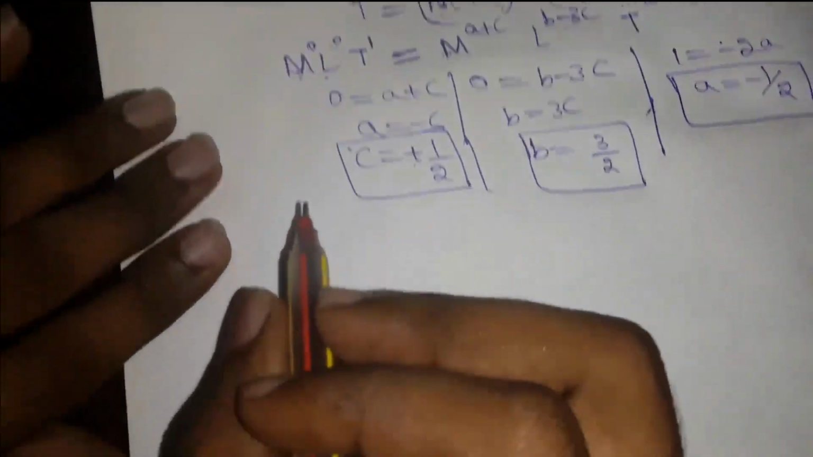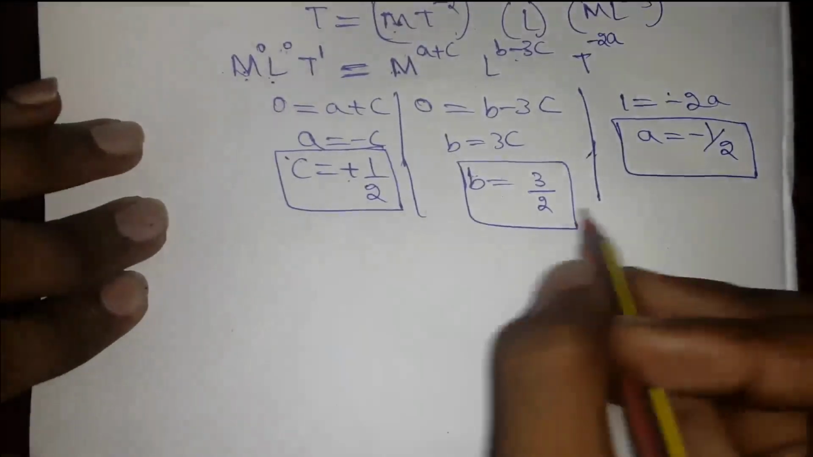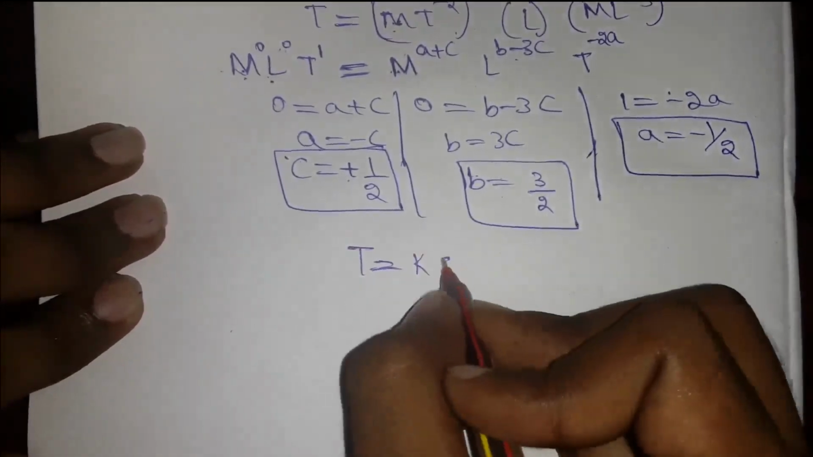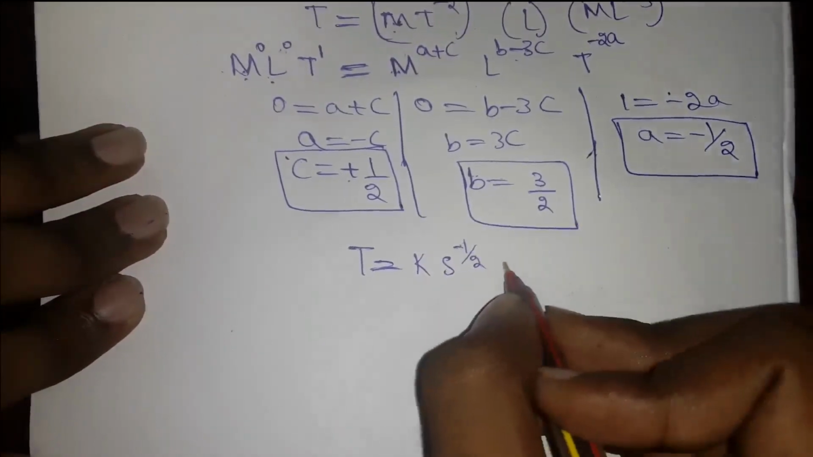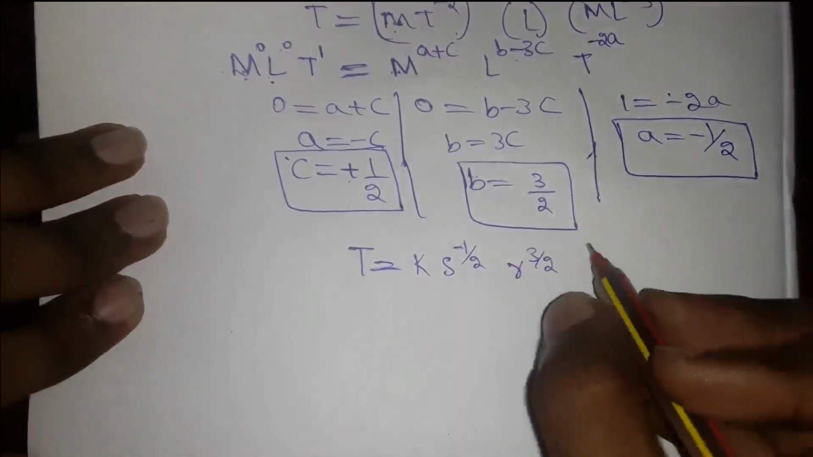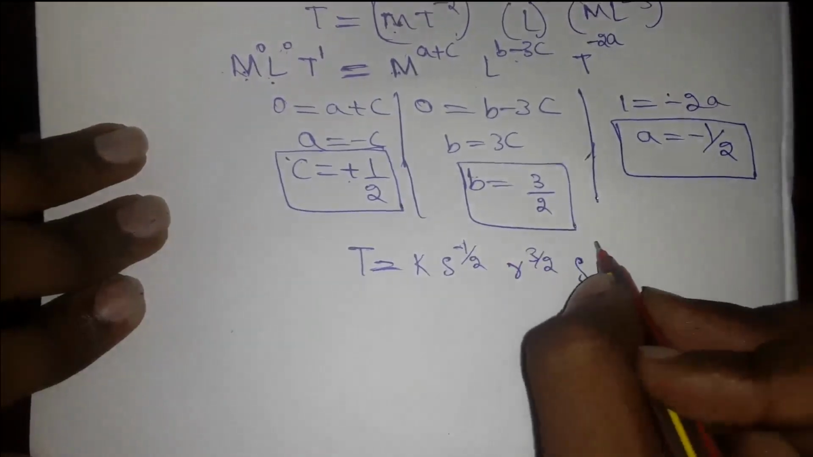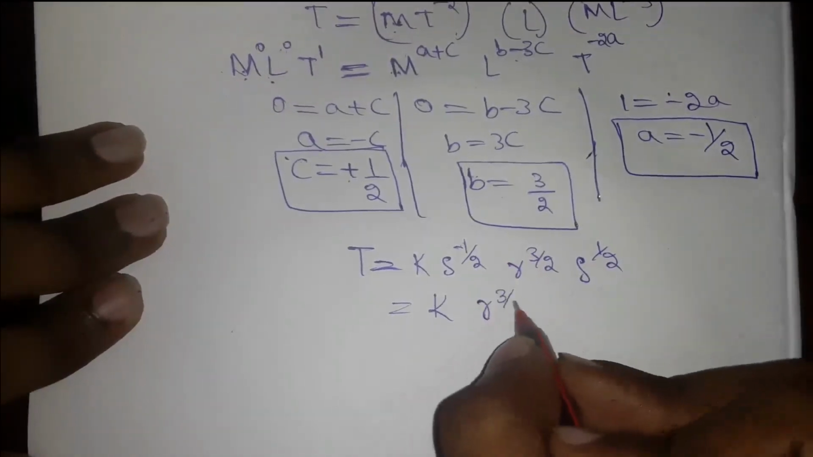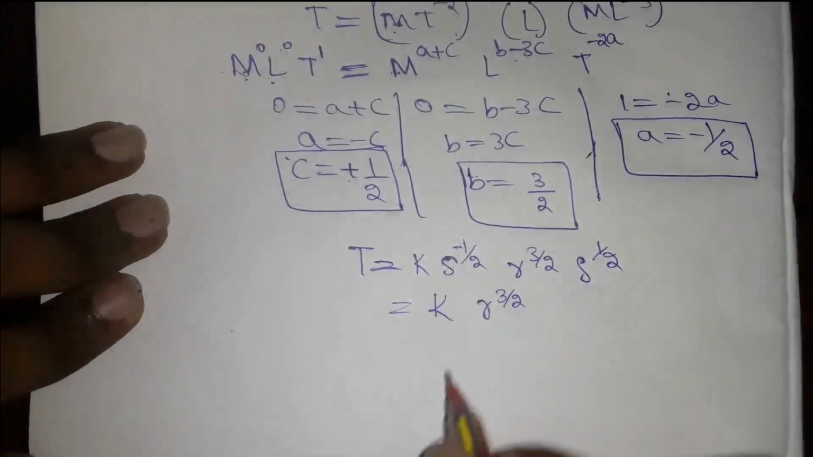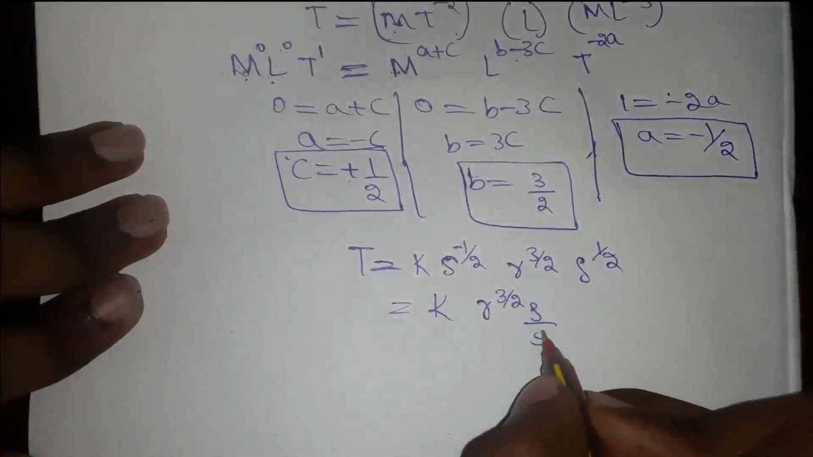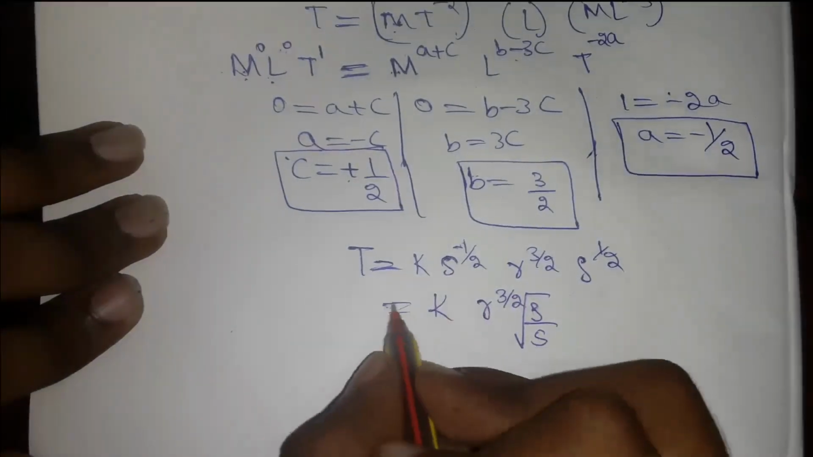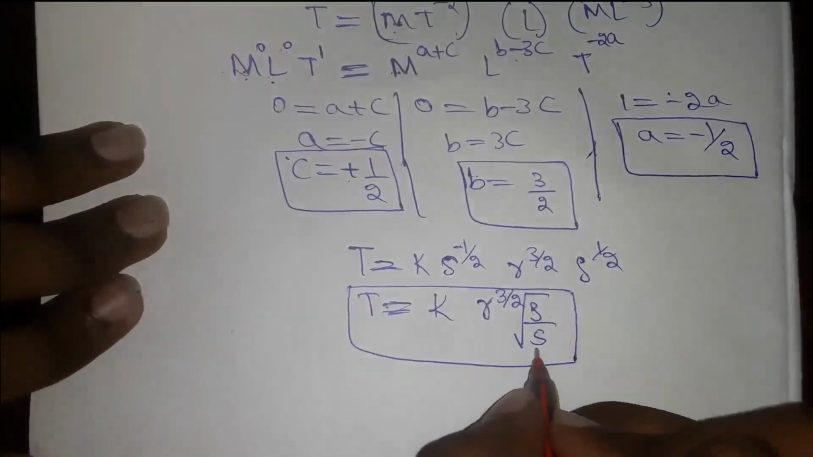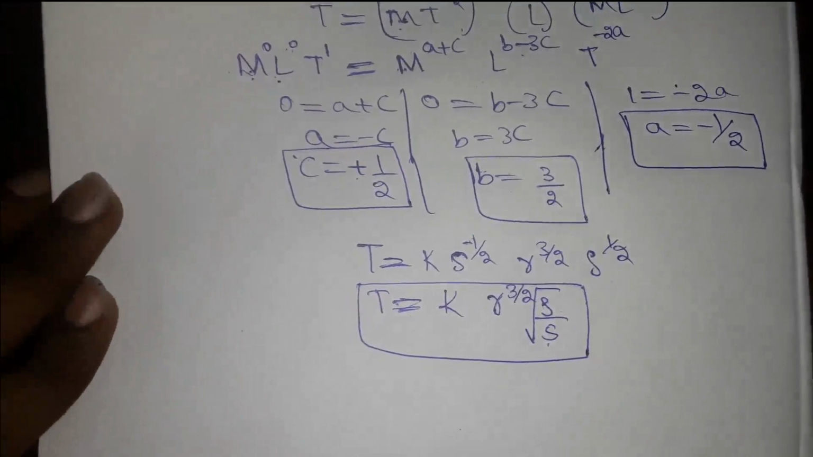When we put the values of A, B, C in the equation, we get T equals K, S power minus half, R power 3 by 2 and rho power half, that is T equals K root of R cubed rho by S. This is how the time period depends on R, rho and S.